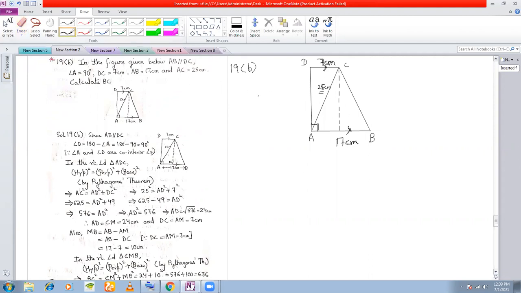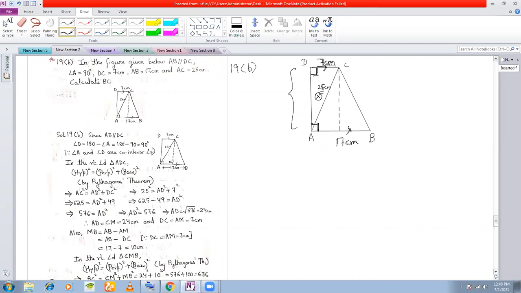Let's see. First of all, this angle is 90 degrees. So this angle must also be 90 degrees because of co-interior angles, right? These two are parallel lines. So this becomes a right angle triangle. In this right angle triangle, AC is the hypotenuse. DC is the base, right? So you can find out this perpendicular AD in this, right?